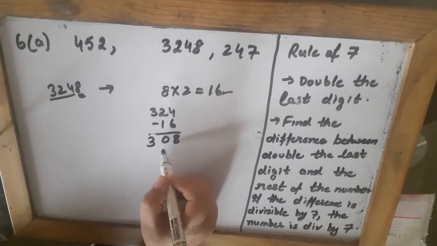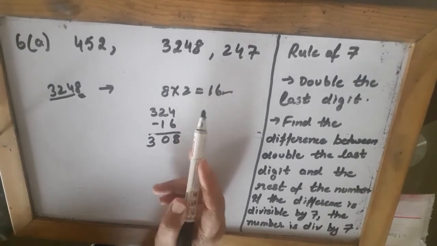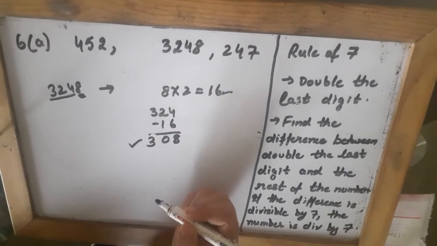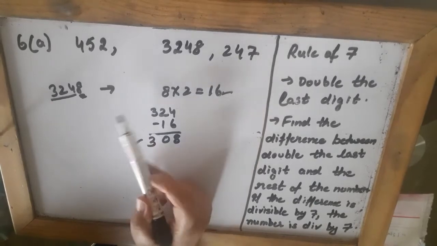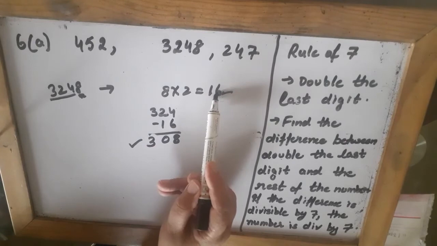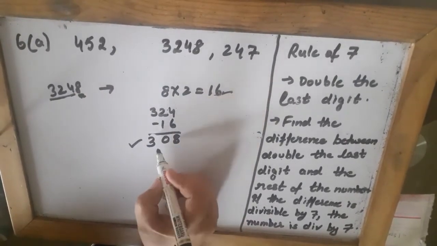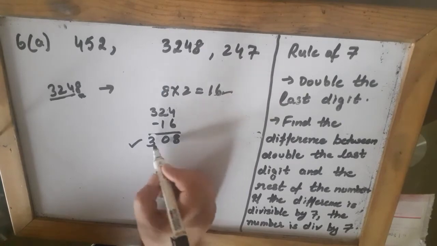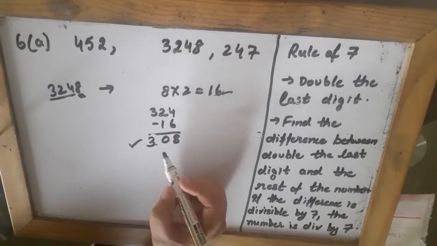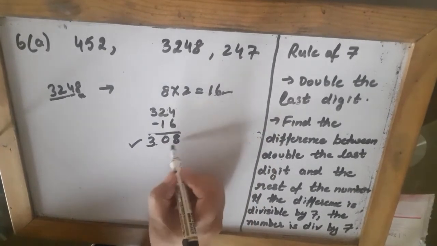Now from this I cannot find out whether this is divisible by 7 or not. So what I can do is repeat the process again, this time with 308. The number was 3248, so I doubled the last digit 8 to 16 and subtracted it from the rest of the number. So I got 308, but still I'm not sure whether this will be divisible by 7 or not. So I will repeat the same process, but now with 308.